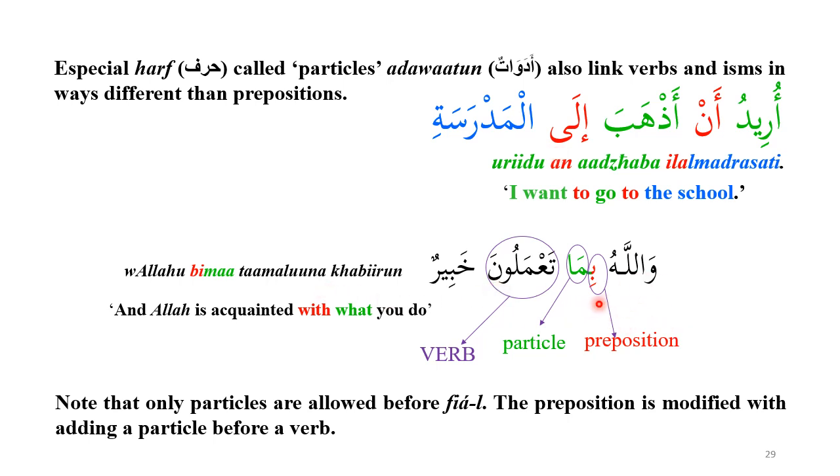Say one thing from the Quran is Wallahu bima ta'maluna khabirun. Here, because there's be and then a ma is added as a particle. Bima, with what you do. So you have to add this particle with the preposition if you use it before a verb, which is ta'maluna khabir here, right? From the root word amila. So Allah is acquainted with what you do. So this is very, very important to realize.